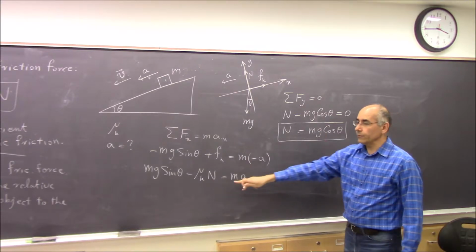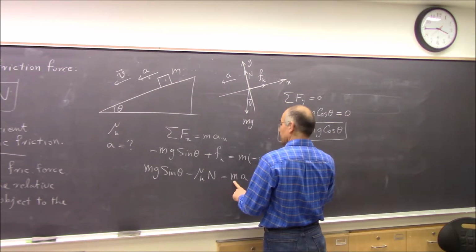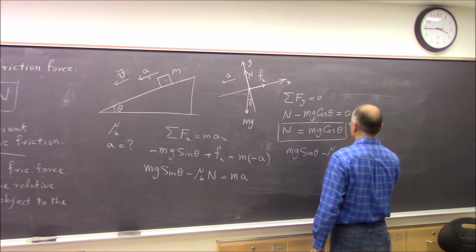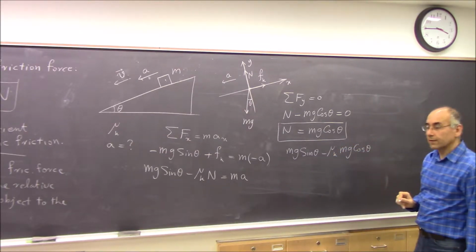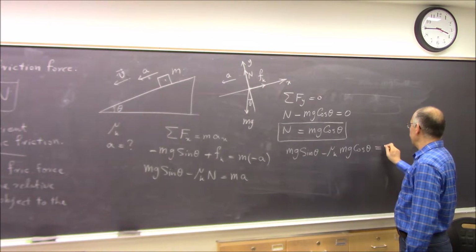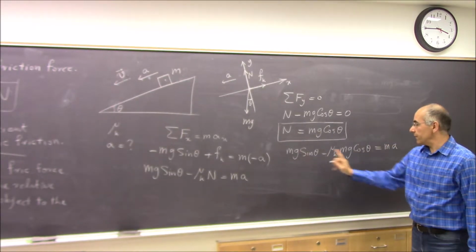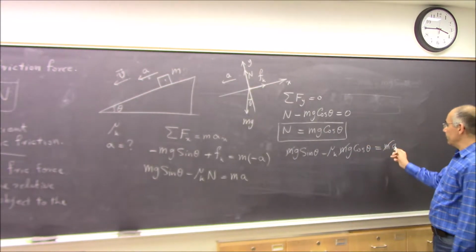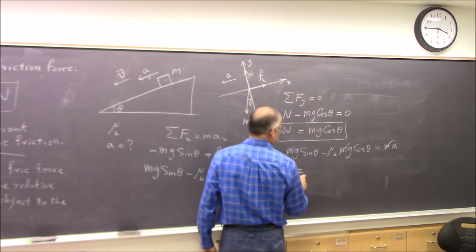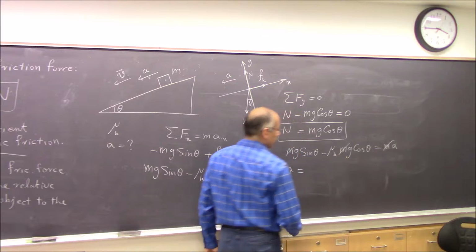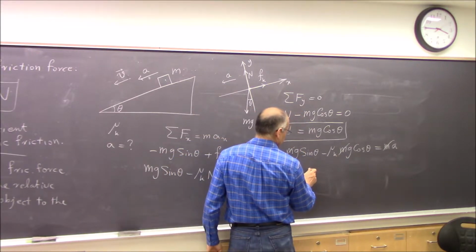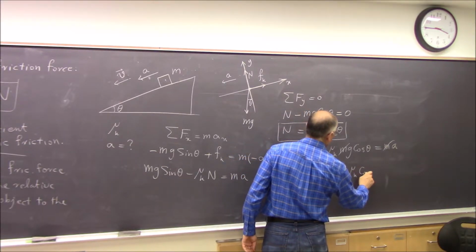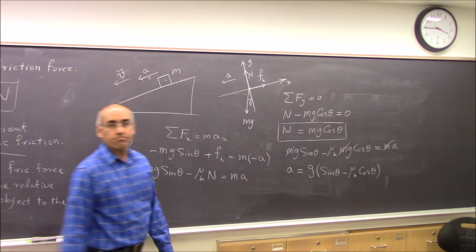And now that we know N, we put it here. So mg sine theta minus mu k N, which is mg cosine theta, equal to ma, right? And you see, every term has m. M can be cancelled. And therefore, a is what? Is g sine theta minus mu k g cosine theta. And also we can factor g and say g times sine theta minus mu k cosine theta. Right?